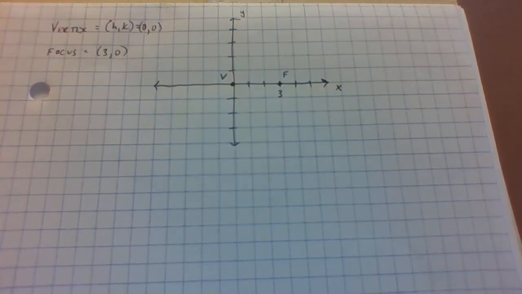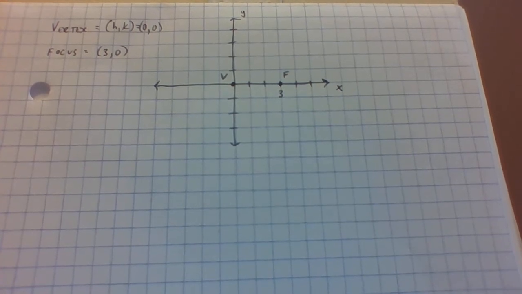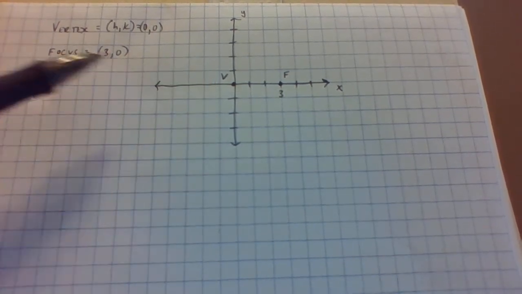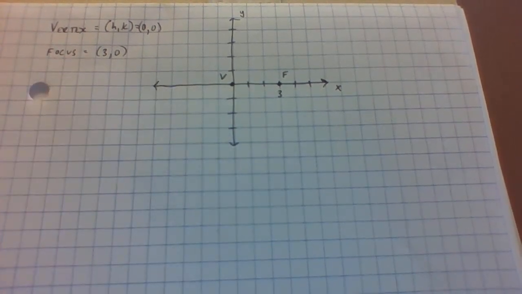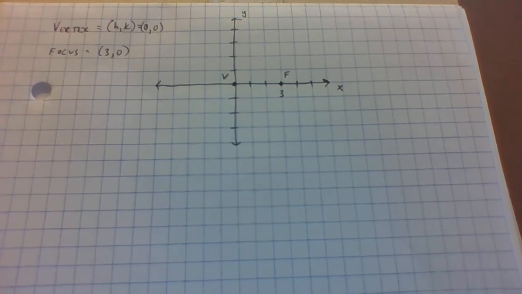So I started to sketch the information that we had. We have a vertex that's at the origin, and our focus is at the point (3, 0). I went ahead and plotted those two pieces. Now remember, your focus is going to appear on the inside portion of your parabola, inside the curved portion of it. So just plotting those 2 points, we already know that our parabola is going to be opening up to the right.